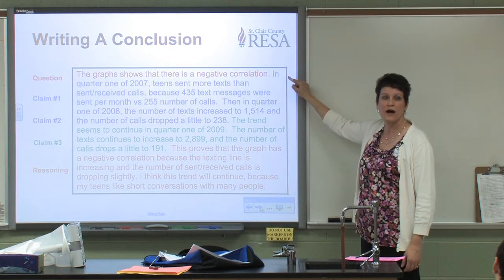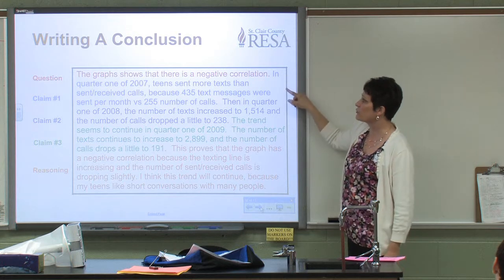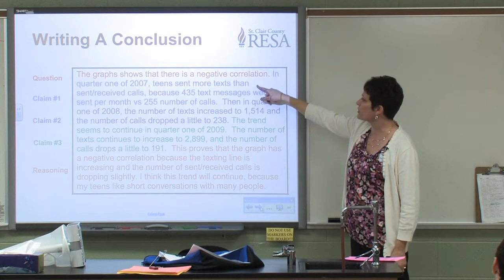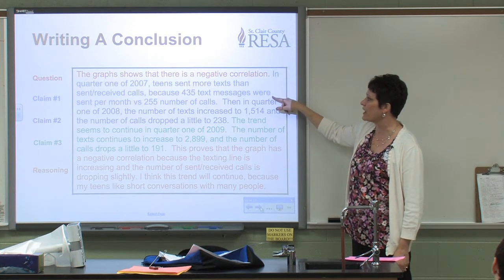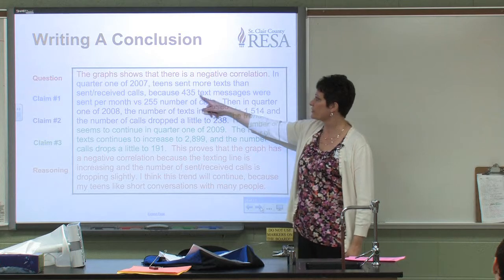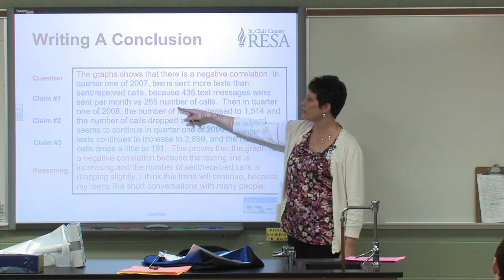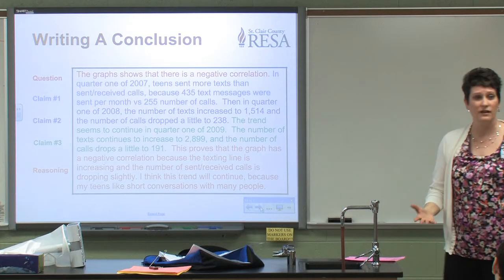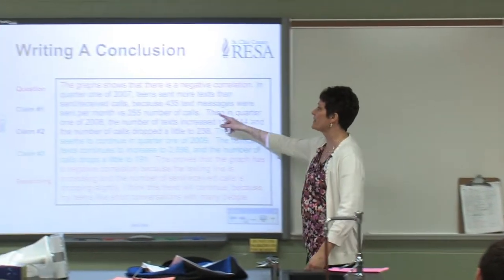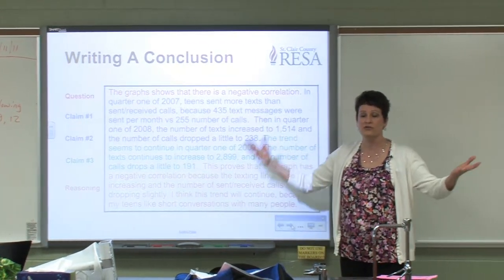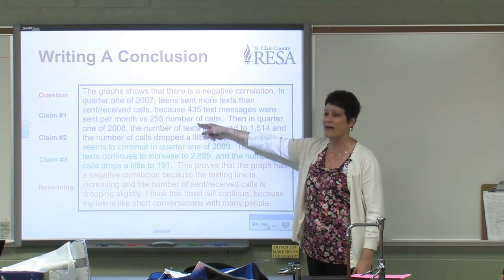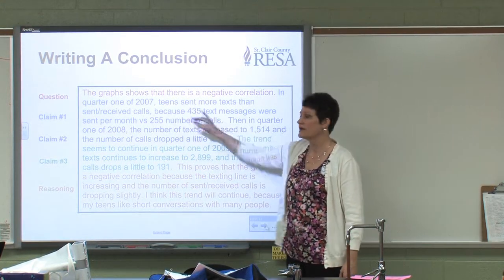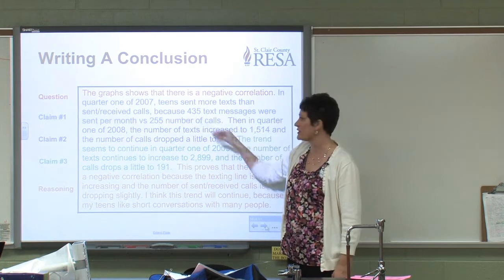Claim 1, this is what we did together. In quarter 1 of 2007, teens sent more texts than sent and received calls because, here's my evidence, 435 text messages were sent per month versus the 255 number of calls. Now when I'm working with teachers in the county, this is the one thing they say they have the hardest time having their students put in their conclusions, is that evidence. Do you see how easy it is to add those numbers in now? So you tell me what it is, and you tell me the evidence behind it, give me the numbers.